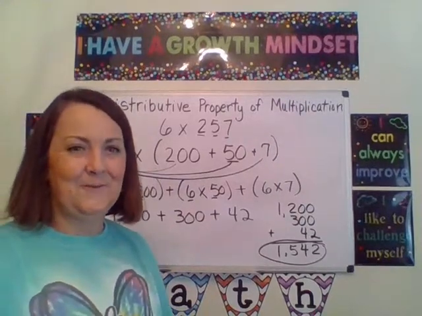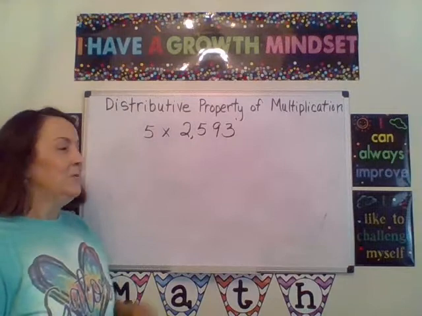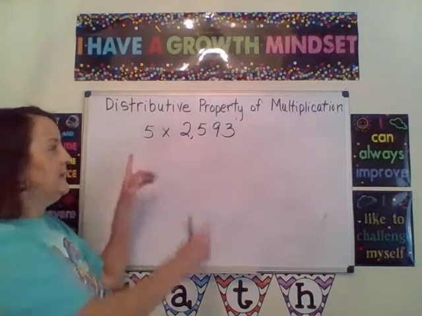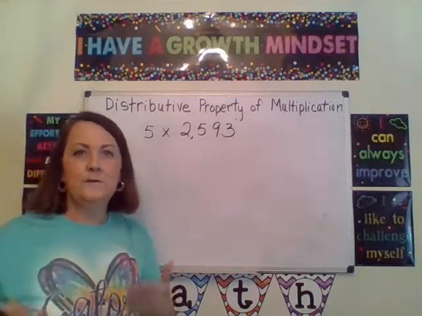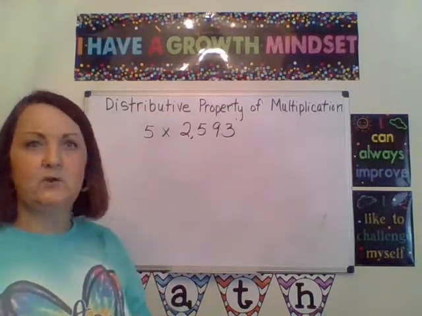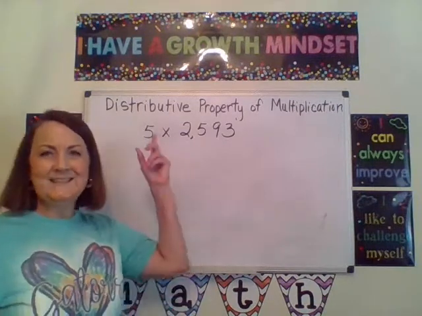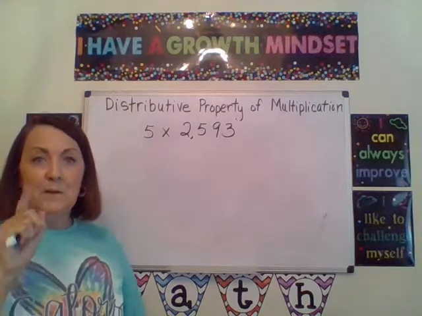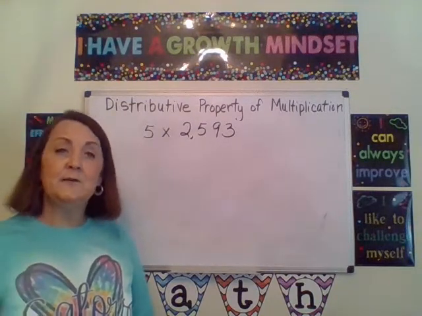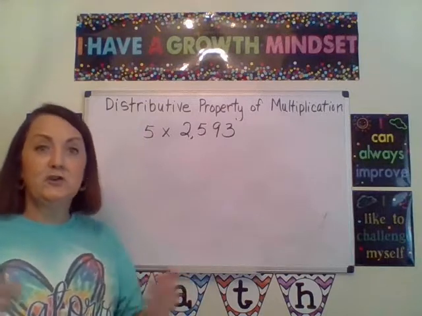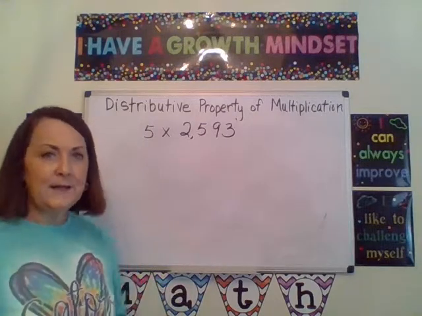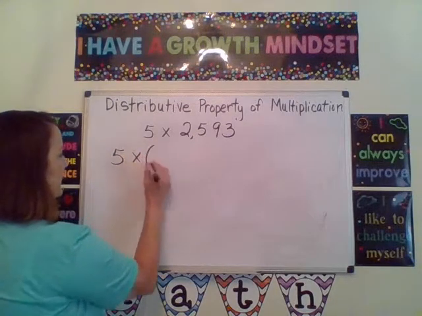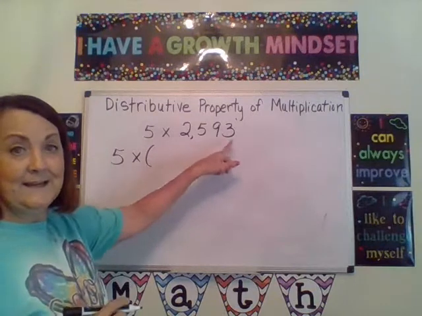Let's try one more. All right, this is yours. We're going to multiply 5 times 2,593. These two numbers are called your factors. And what we want to find is the product, or the answer to a multiplication problem, using this distributive property of multiplication. I'm going to remind you of the steps and you write them down. I will pause, write the answer, and then you check yours with me. So your first step, boys and girls, is you're going to write 5 times, and then we're going to write this number in expanded form.